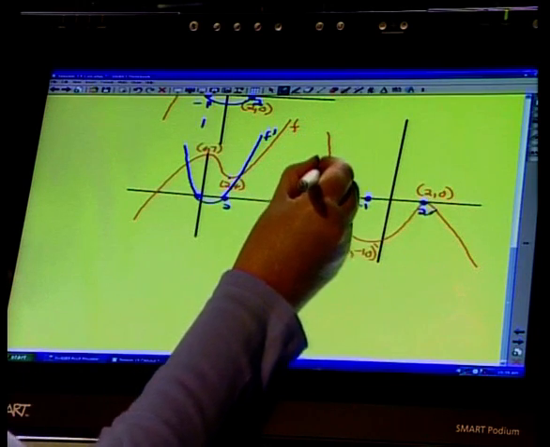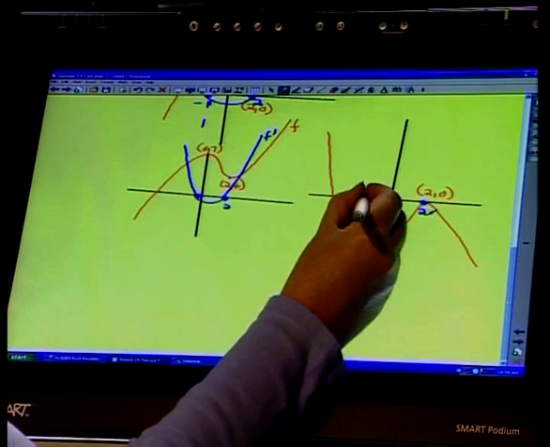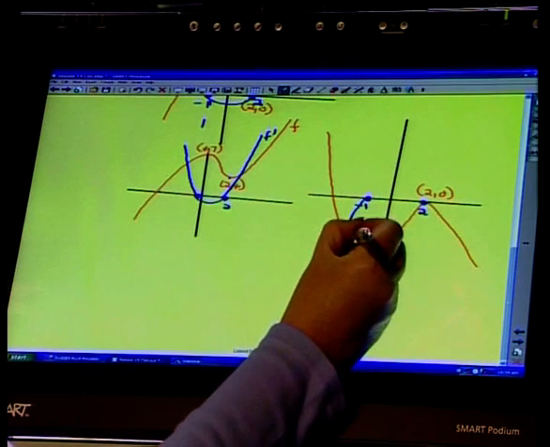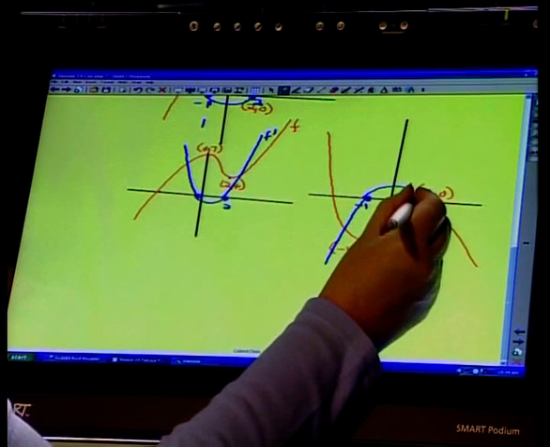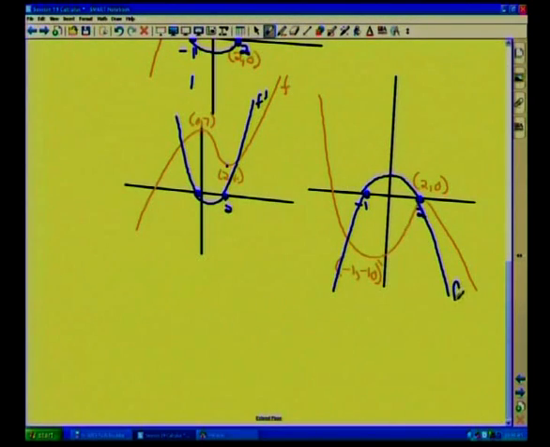Now this time the gradient is going downhill. So we have a negative value. Now from here to here it's going uphill, so we're going to be above the axis. And then we're going downhill again, so we're going down.